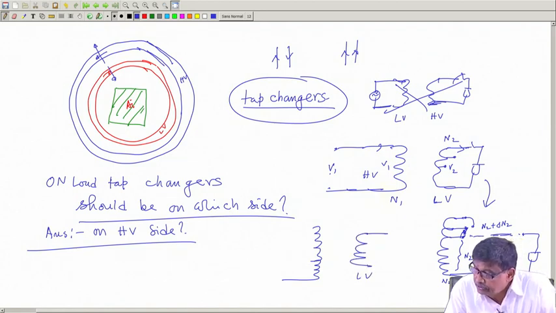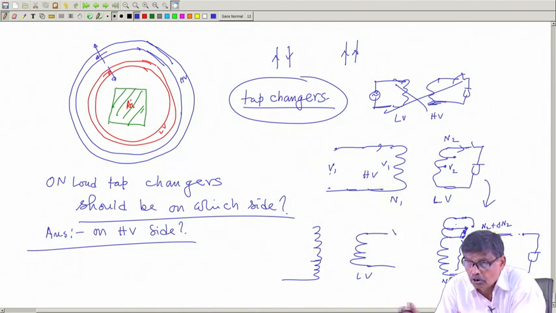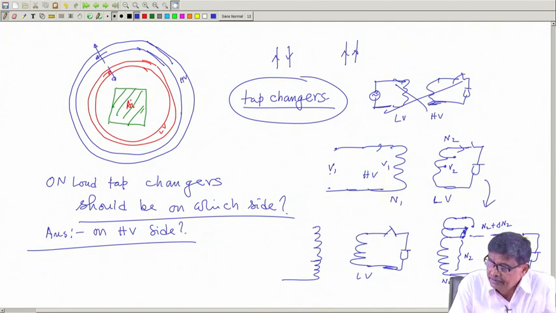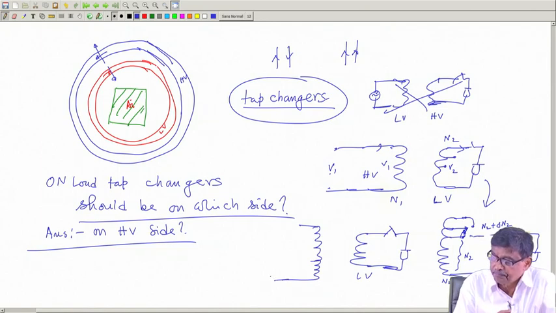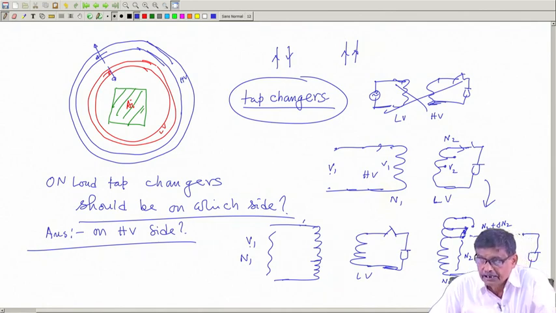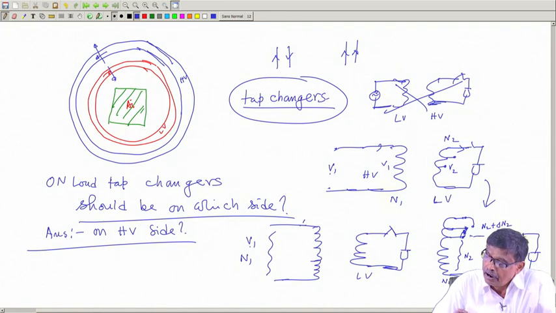I will not connect tap changers on the LV side. Whether it is load or not, that is a different issue, you must understand. But since I have drawn the load on this side, connect the switch. Here, this is the normal N1 turns. I connect this whole thing as N1 turns, V1 is the supply voltage, voltage per turn is V1 by N1, and this is the switch.